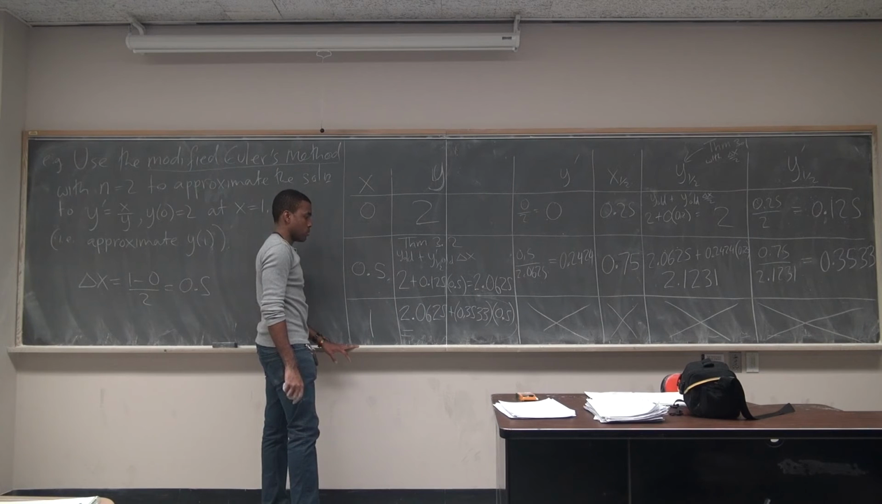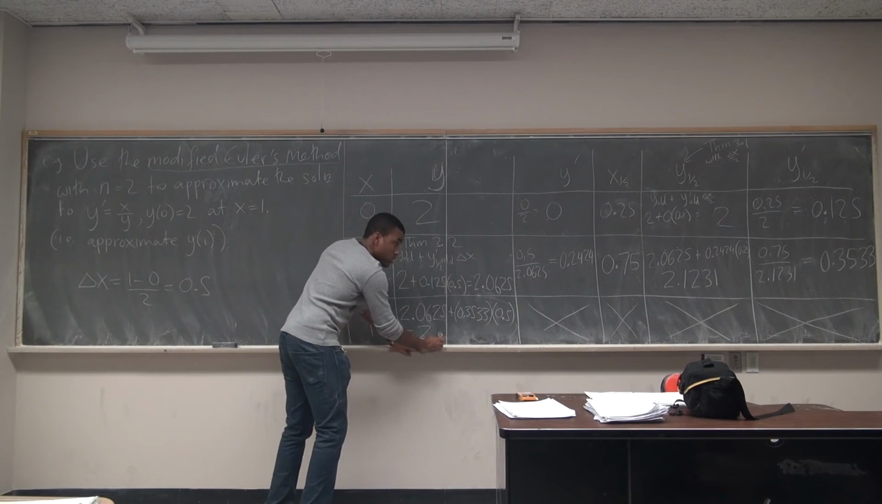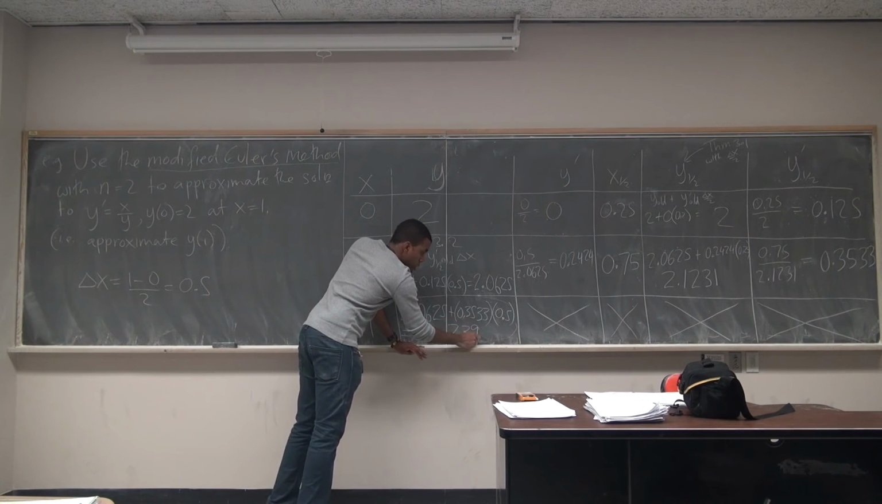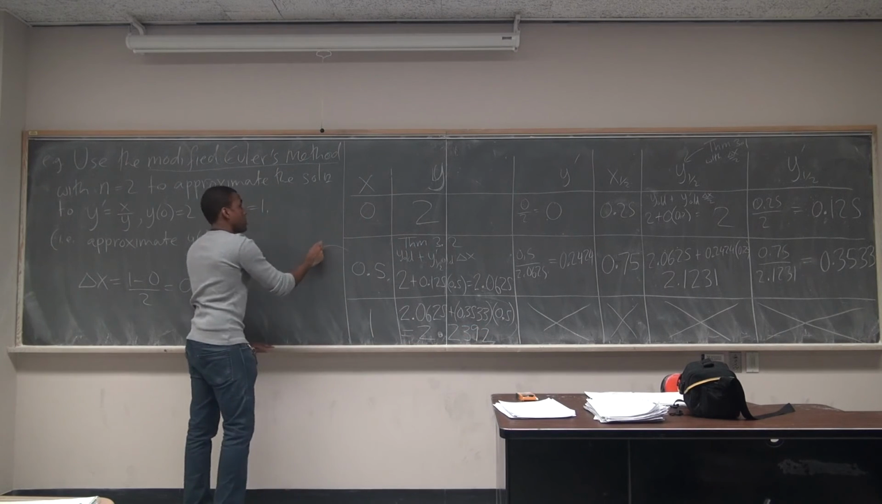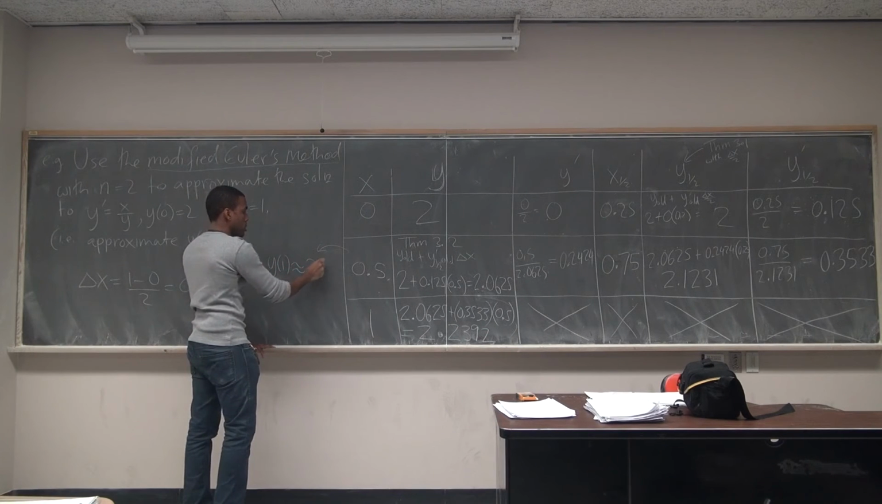It's 2.2395. 2.239. 15, so 9. So from this, that would be your approximation. Y of 1 is approximately 2.2392.